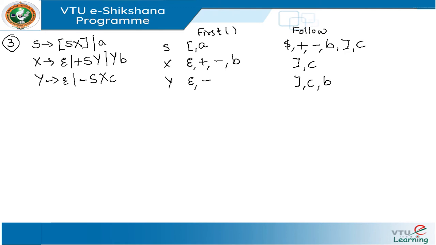So now we need to construct the parsing table. So the LL1 parsing table or predictive parsing table contains row wise the non-terminals, S, X and Y, and column wise the terminal symbols. So the terminal symbols in the grammar are A, B, C, plus, minus, opening square bracket, closing square bracket, and dollar.